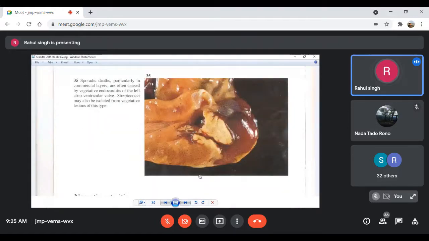Now this is an example of vegetative endocarditis. Although this is not included in your course, it is just mentioned here and there, but you can see the cauliflower-like growth or discolored growth present on the valve. You can see here.